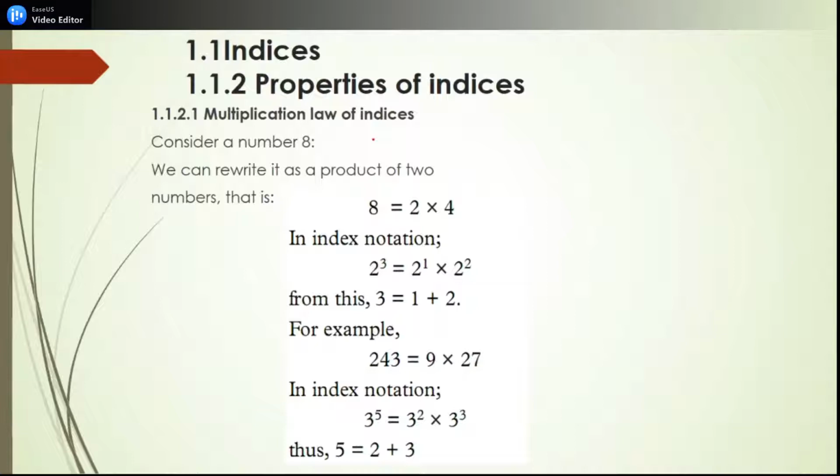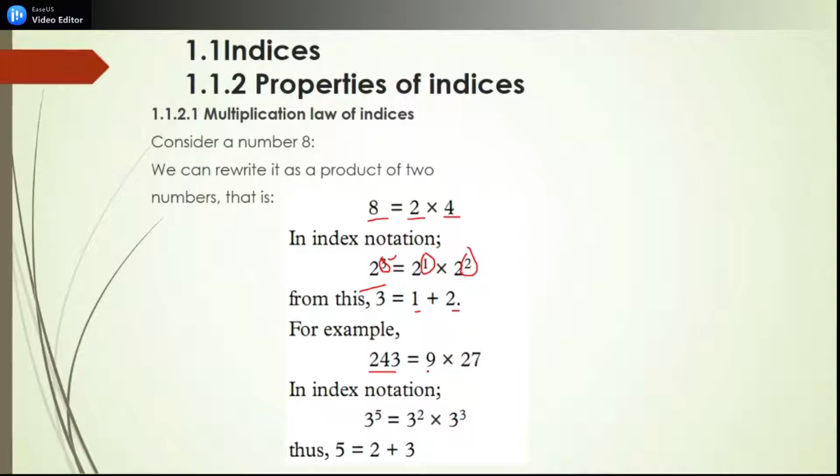Multiplication law of index. When you multiply two values of index, what will happen? Suppose you have 8 is equal to 2 times 4. It is like writing 8 is equal to 2 power 3, which is equal to 2 power 1 times 2 power 2. So the power 3 is like writing 1 plus 2.